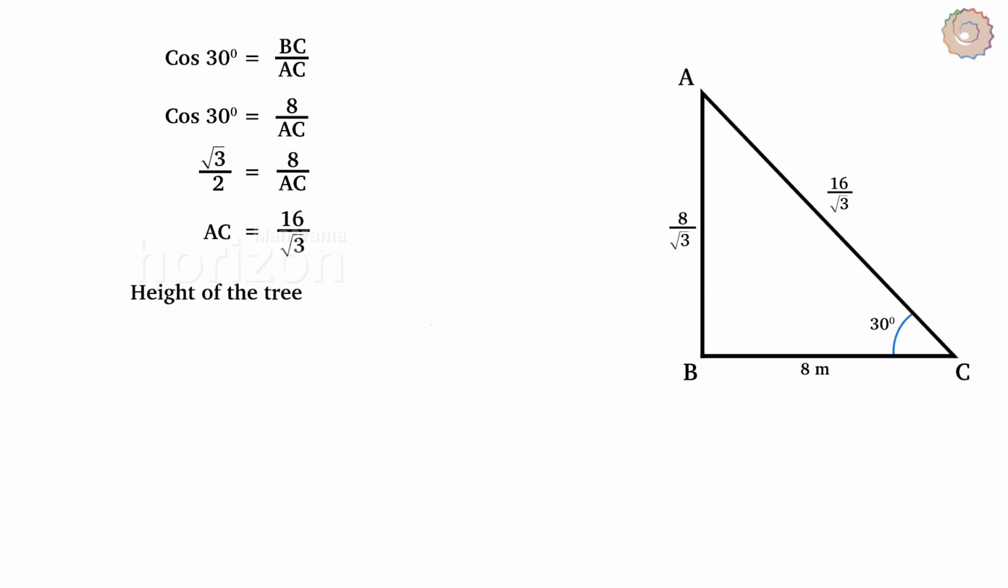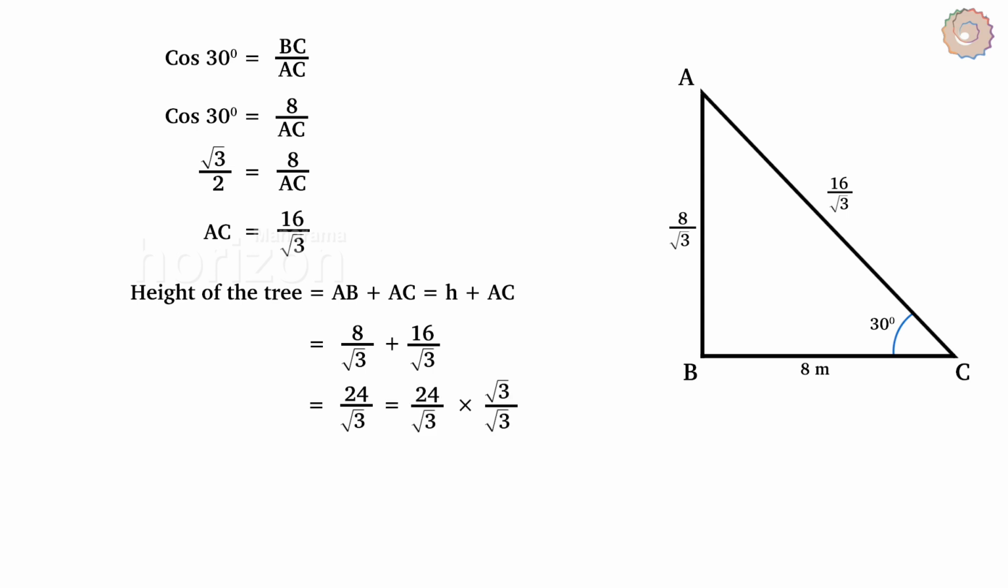Now, let us see what is the height of the tree. Height of the tree is given by AB plus AC, which is equal to H plus AC. Substituting, we get 8 by root 3 plus 16 by root 3 is equal to 24 by root 3. Now, let us rationalize. That is 24 by root 3 into root 3 divided by root 3, which is equal to 24 root 3 by 3. That is 8 root 3. Hence, the height of the tree is 8 root 3 meter.